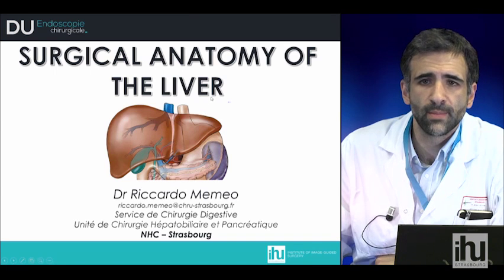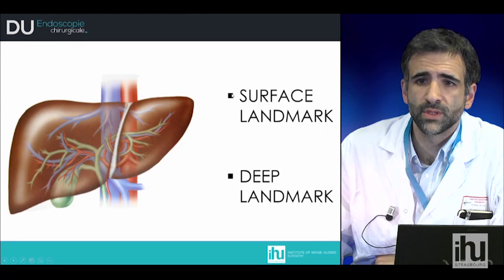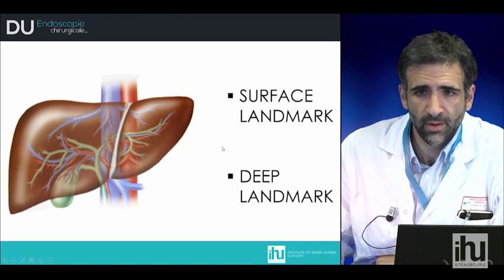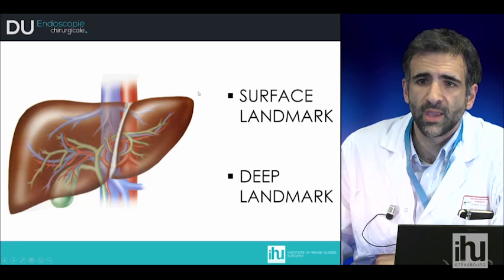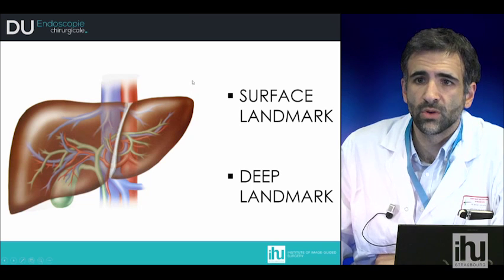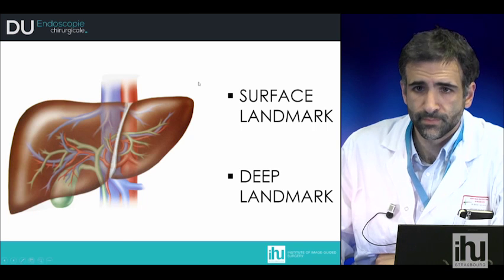So we are going to speak about the surgical anatomy of the liver. As everyone knows, in the anatomy of the liver we can identify surface landmarks and deep landmarks. Each one of them can help us during the hepatectomy to obtain the correct resection and the correct margin, to avoid a positive margin resection.